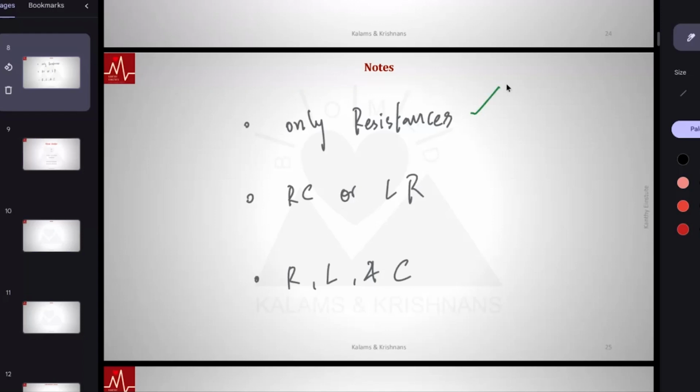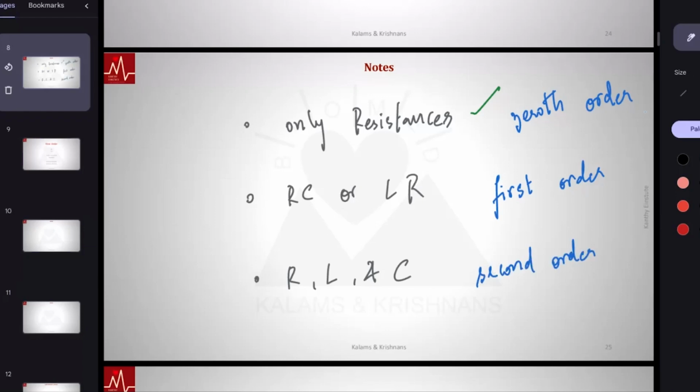What we are going to look at now is this. Only resistances is typically referred to as 0th order, that is, instantaneous. This is what we have done. This is known as first order circuit, and then we have second order. Typically, when you have RLC, you have a second order.